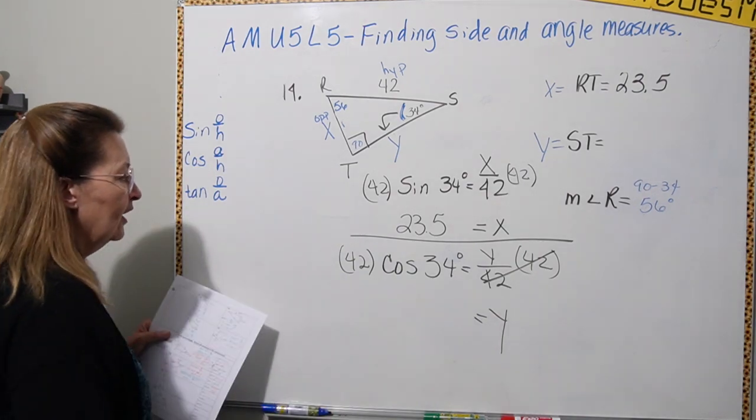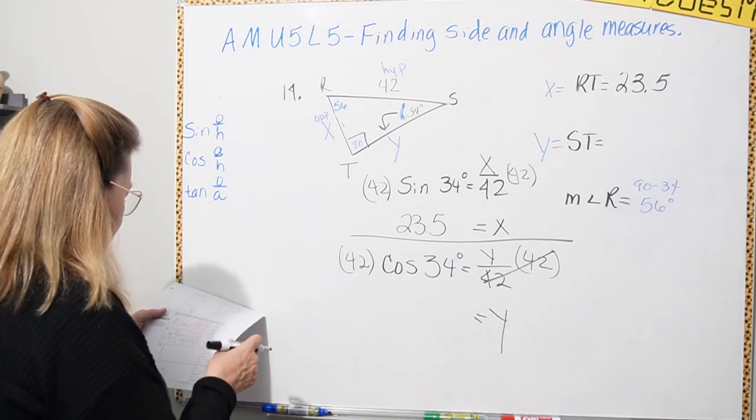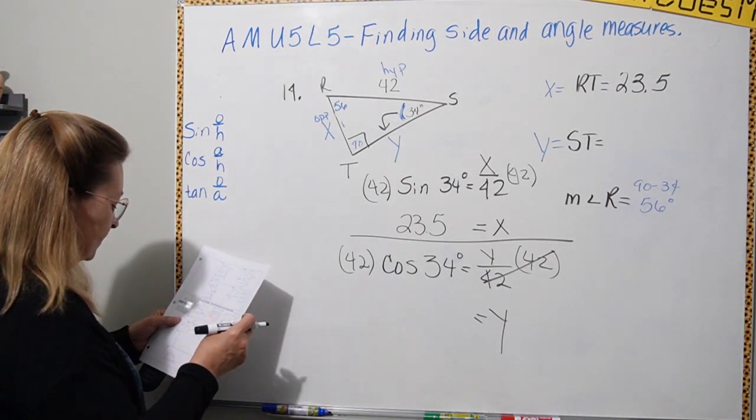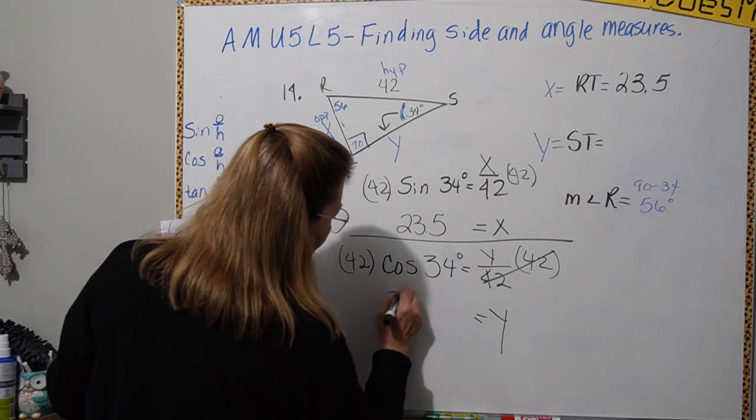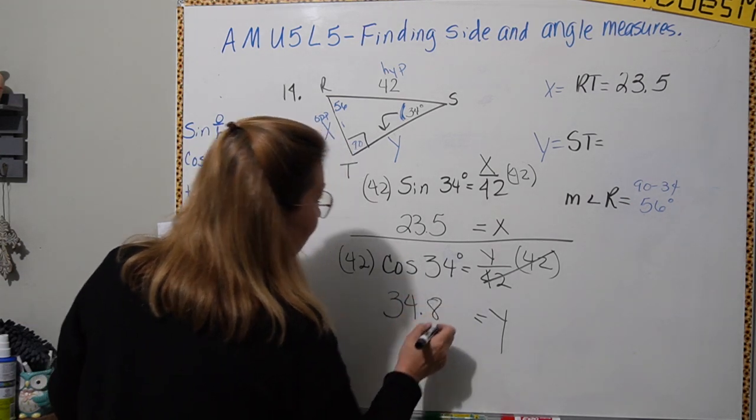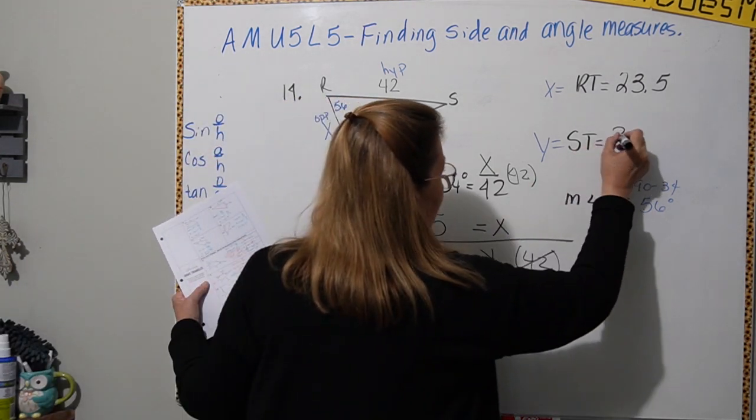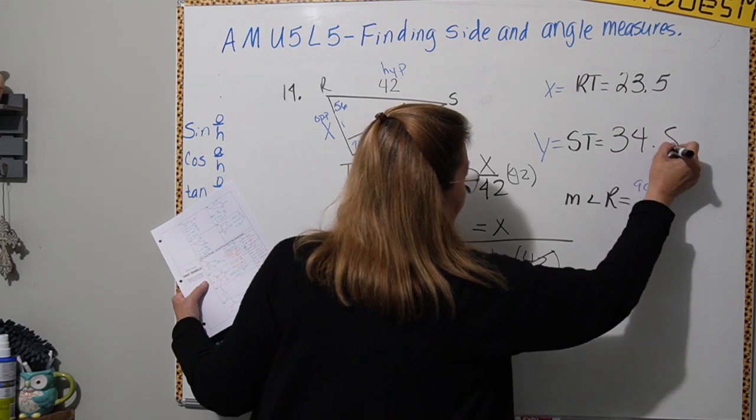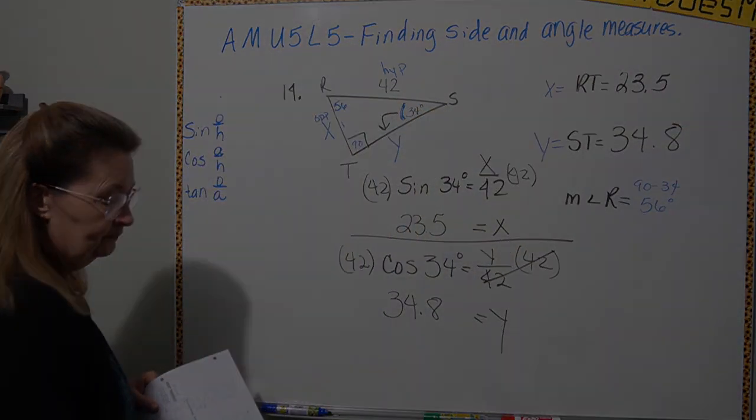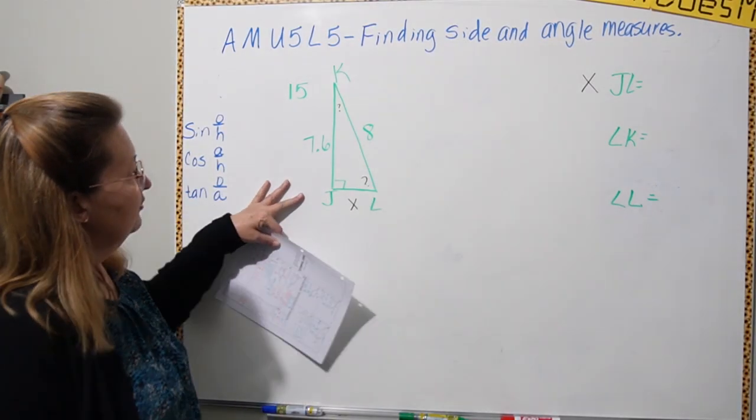Now, in the calculator, 42 times cosine 34 is going to get you 34.8, rounded off to the nearest tenth. And that's my other missing side. Okay, let's look at number 15 now.